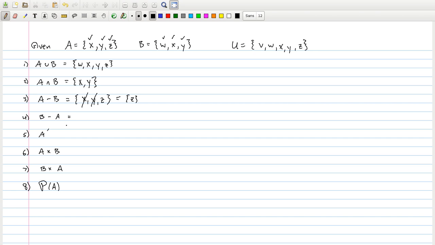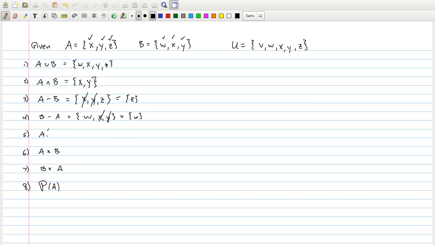Question 4, B minus A. This will go the same way. We'll start out with all the elements that are in B, W, X, and Y. And one by one, we'll take these out as they occur in A. So is W in A? No, it's not, so we leave it in there. Is X in A? Yes, it is, so we're going to take that out. Is Y in A? Yes, it is, so we're going to take that out. This leaves us with just the set containing W.